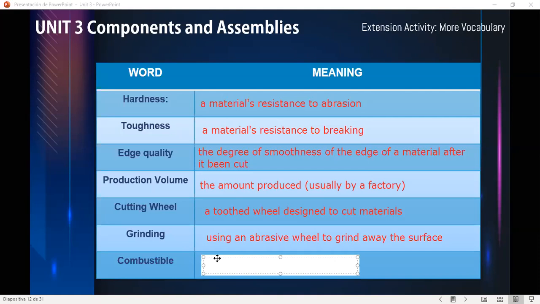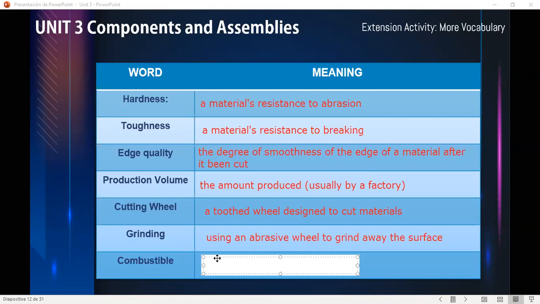If I use combustible, I'm thinking about fuel or a different liquid or chemical substance. But in this case, it can be maybe like a gas or diesel or flammable. Flammable, exactly.